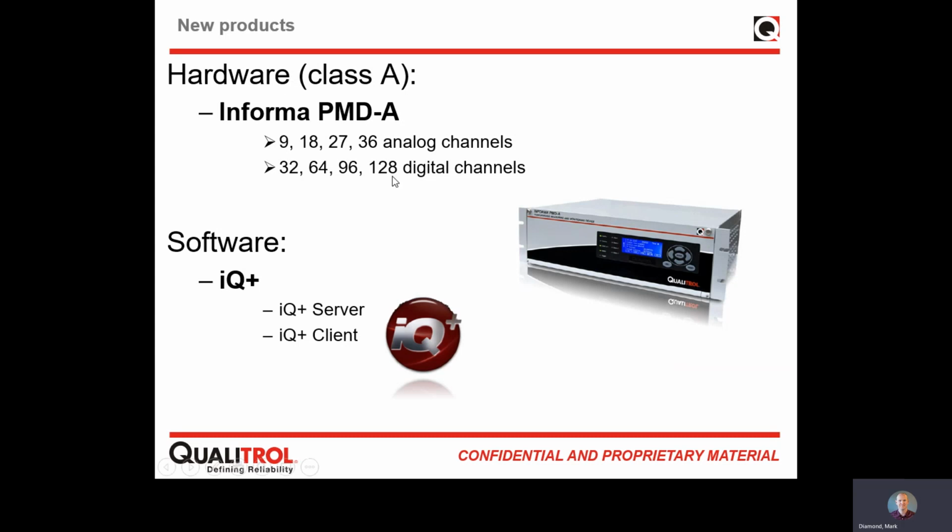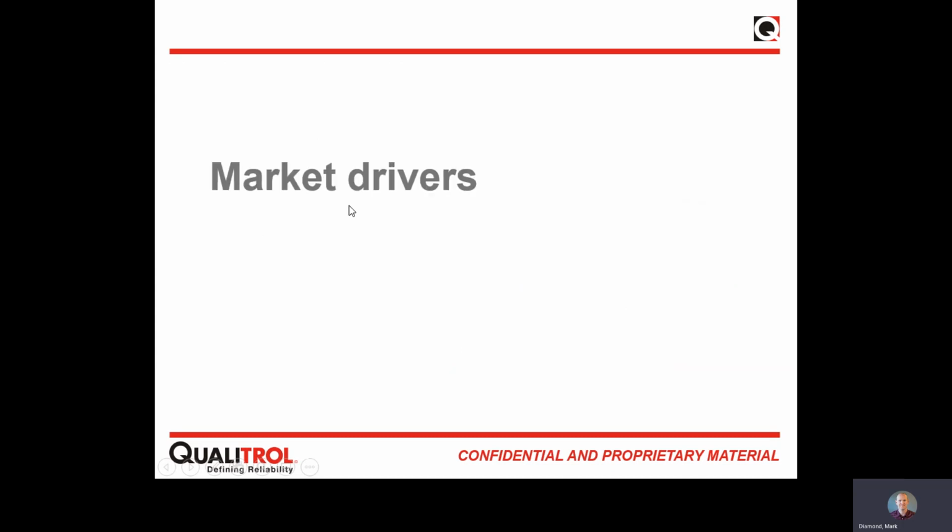Our products, before we start, it's the Informa device, and there are two variations of it. There's a 9-channel and there's a 36-channel device. In between, there's 18 and 27. The software that goes along with that is called IQ Plus, and we'll get into both of those in a little bit of detail later on.